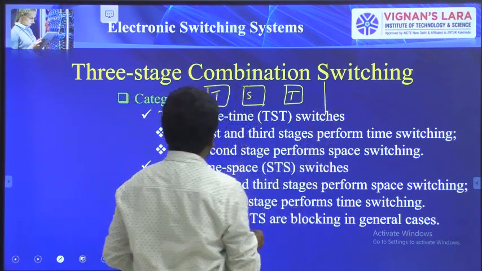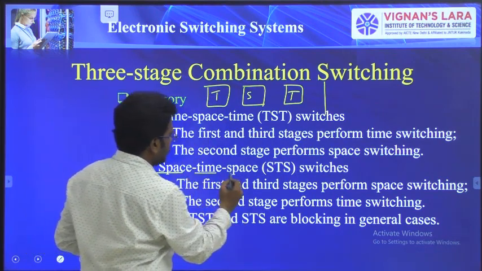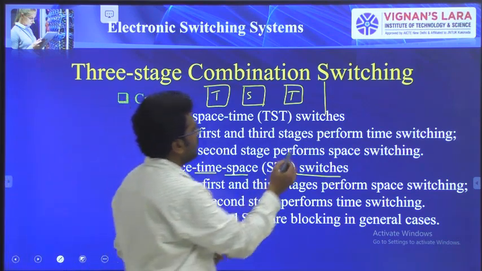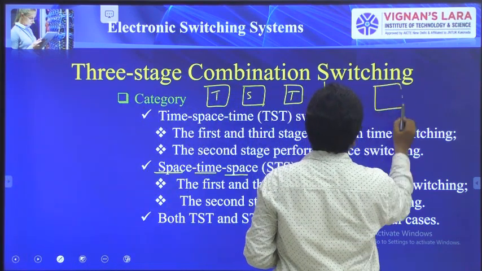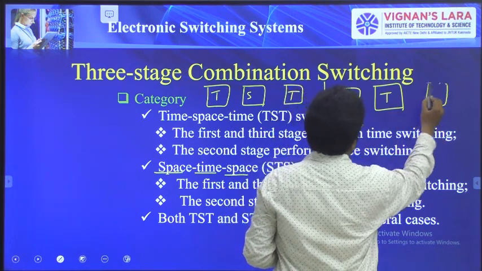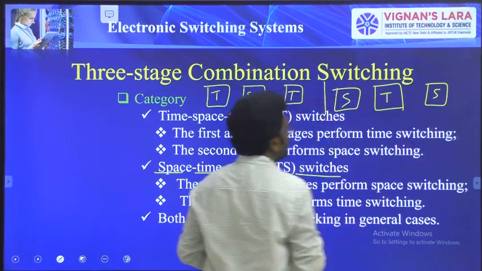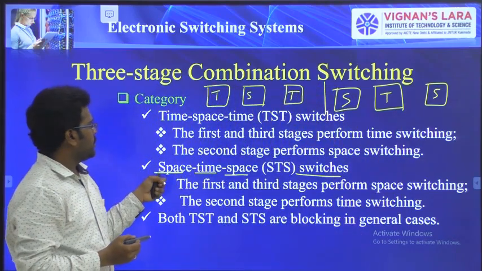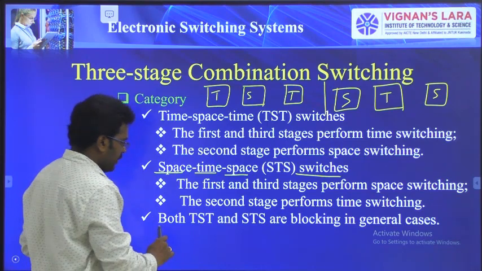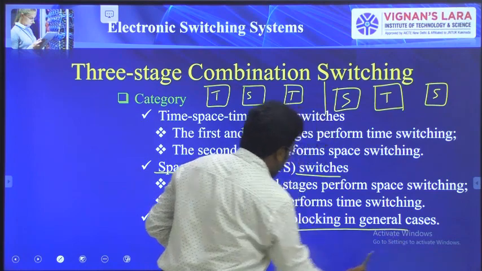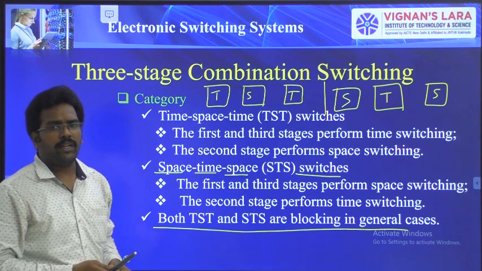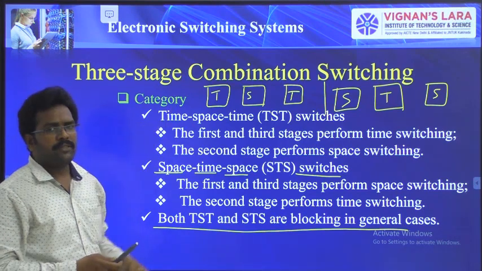Another method is using a space-time-space switch. In this case, the middle stage is a time switch and the remaining two stages are space switches. So this is the architecture of a space-time-space switch. Both TST and STS are blocking in cases. We'll see how to find the blocking probability for this type of stages.